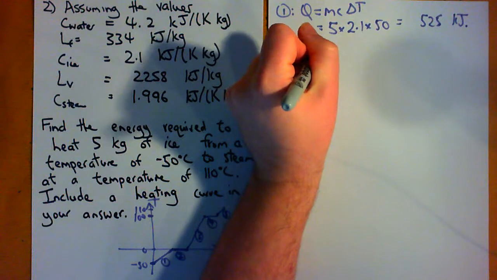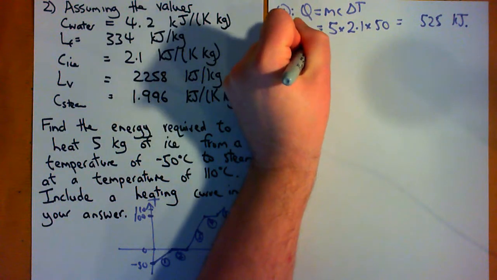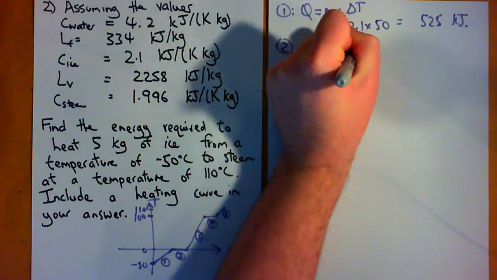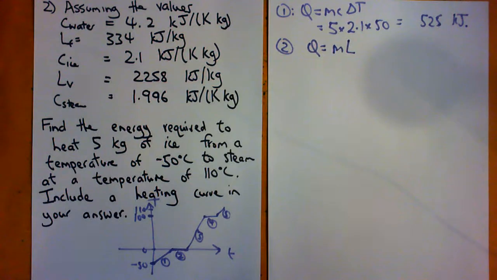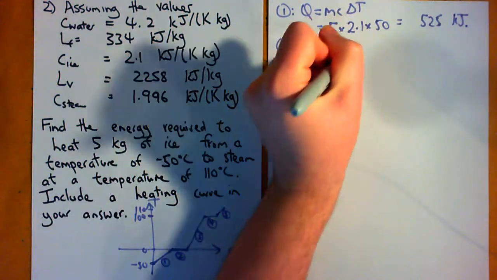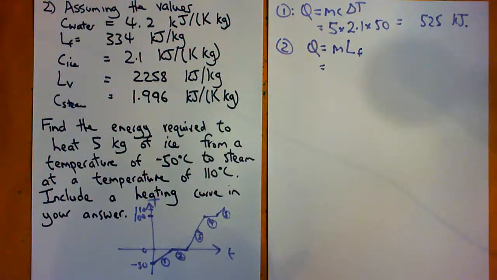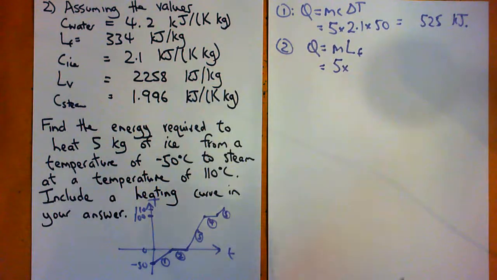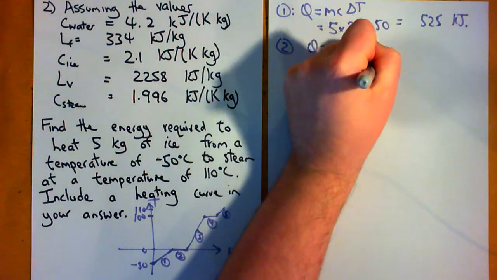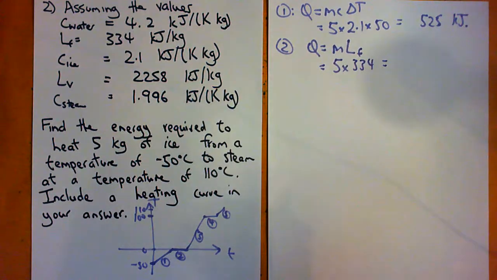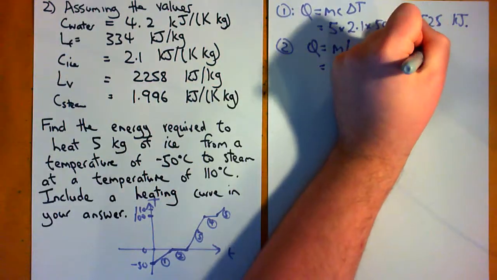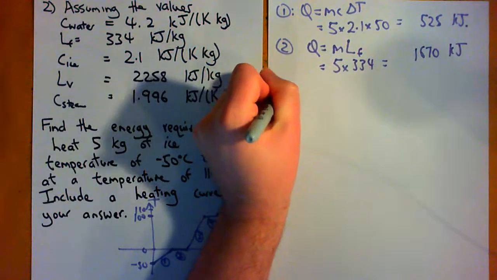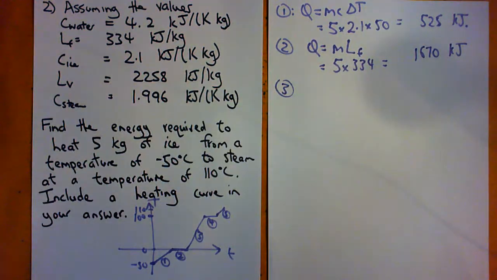The second stage is the phase change when the ice melts. As it's a phase change, it's Q equals mL, and solid to liquid means it's LF that we're using here, the latent heat of fusion. The mass is 5, multiplied by LF, which is 334, and if we calculate that, we get 1,670 kilojoules.